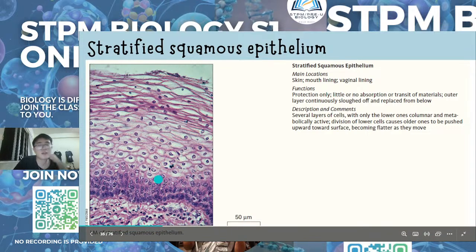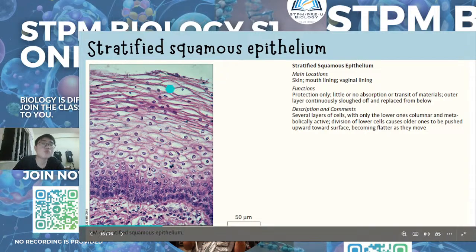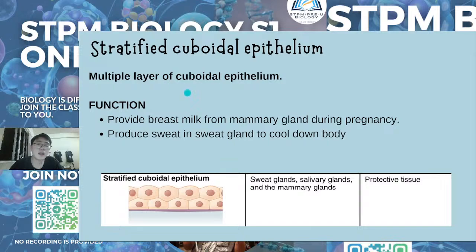because all of the cells at the bottom undergo cell division and produce more squamous cells, right? And then they push toward the surface. So normally the upper ones are already old cells, so they become flatter as they move. Okay, next we go to the stratified cuboidal epithelium.